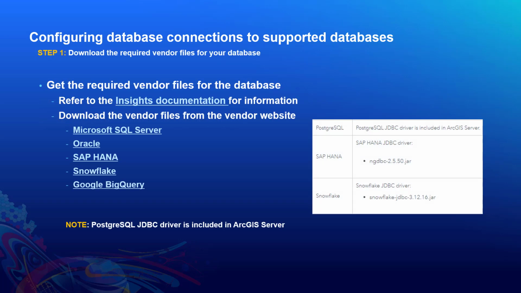Step 1 is to download the vendor files for your database. Please refer to the Insights documentation for information on which vendor library files to download for your database. This is a screenshot of the Insights documentation showing the vendor files needed for Snowflake and SAP HANA. For Postgres, the file is already included in ArcGIS Server, so there's no need to download another one. I've also included links to the various vendor websites where you can download the library files.